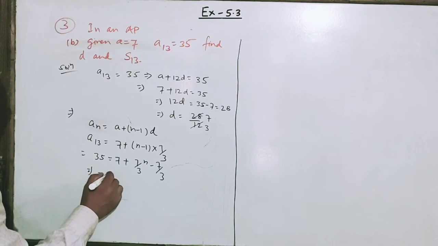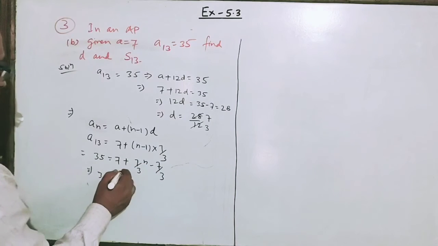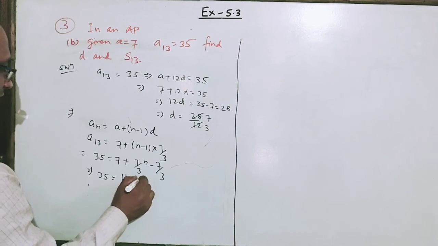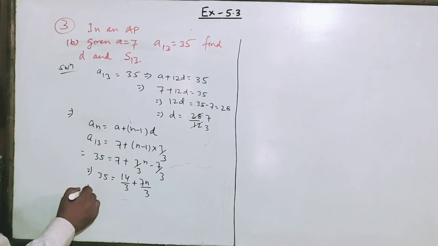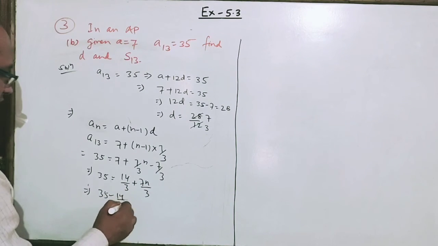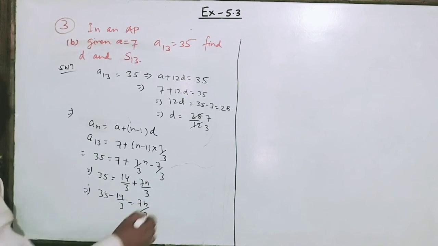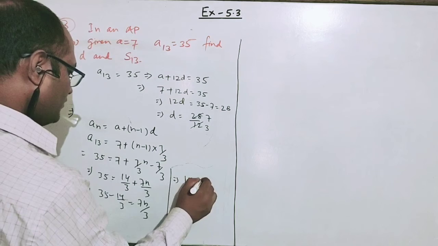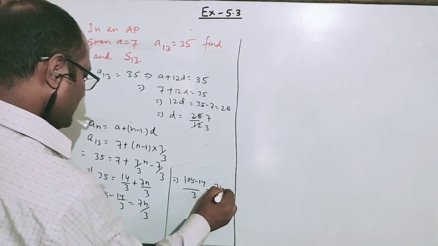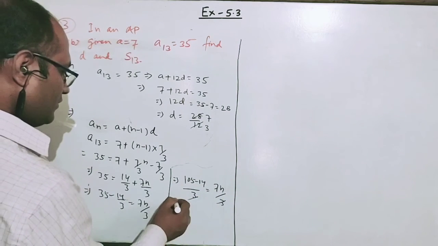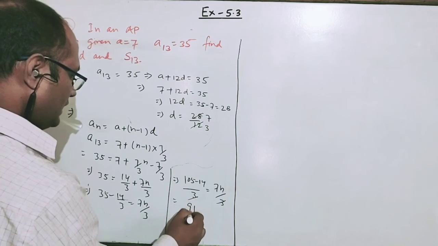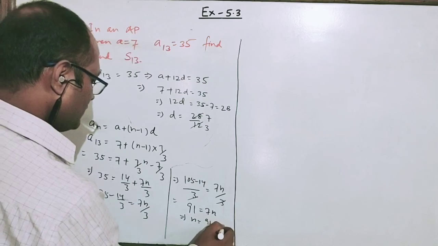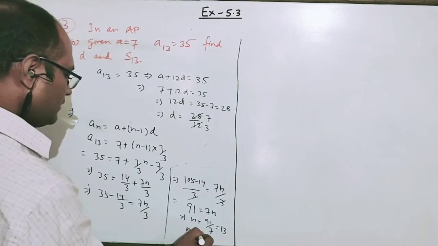So it will be 35 equals 7 minus 7 by 3. 21 minus 7, 14 by 3, plus 7n by 3. So it will be 35 minus 14 by 3 equals 7n by 3. So therefore 105 minus 14 by 3 equals 7n by 3. These we cancel. So it will be what? 91 equals 7n. Therefore n equals 91 by 7, 13. So n equals 13.